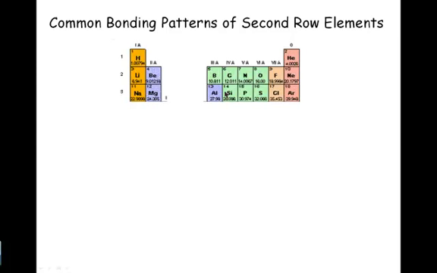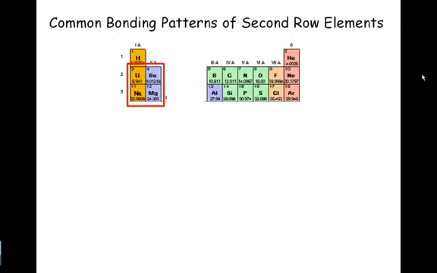Yes, we get a little bit into the third row elements, not so much though. Pretty much we are interested in, as I said, second row elements. So let's talk a little bit about the bonding patterns. Now, if we look at the left side of the periodic table, these first two families, we have the alkali metals and alkaline earth metals.